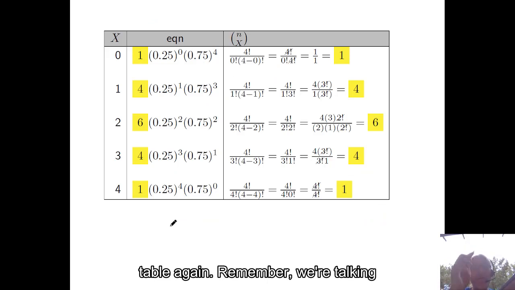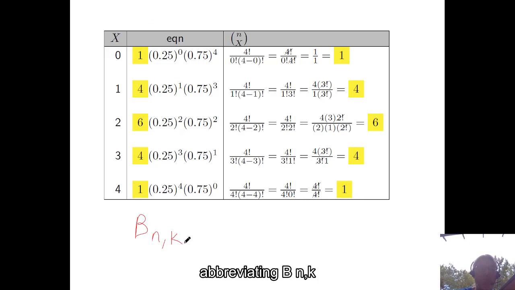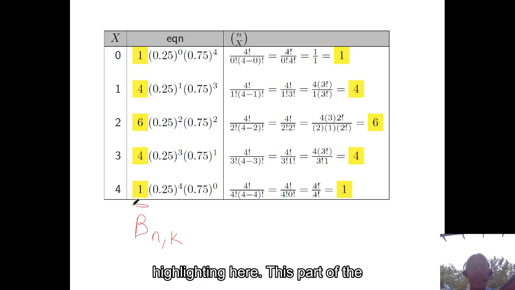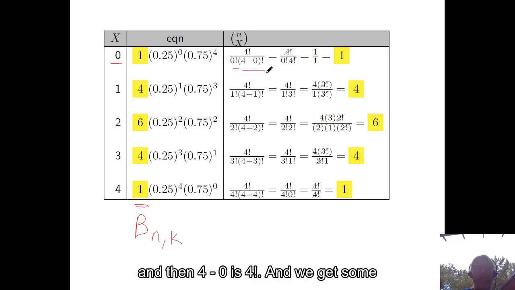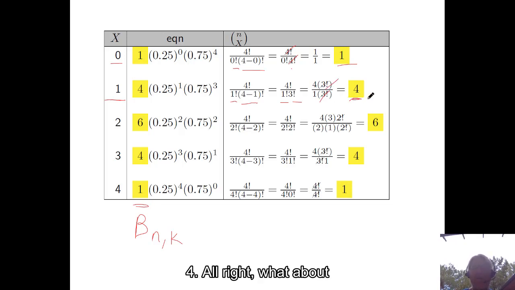Here's back to our table again. Remember, we're talking about this coefficient out here that I was abbreviating b n comma k, the binomial coefficient. So that's what we're highlighting here, this part of the equation. So the first one is 0 successes. So 4 factorial over 0 factorial, and then 4 minus 0 is 4 factorial. And we get some crossing out. 4 and 4 factorial, so we just get one possibility. What about 1 success? Now it's 4 over 1 factorial, and 4 minus 1 is 3 factorial. So once again, we get some crossing out, and we just get 4, right?